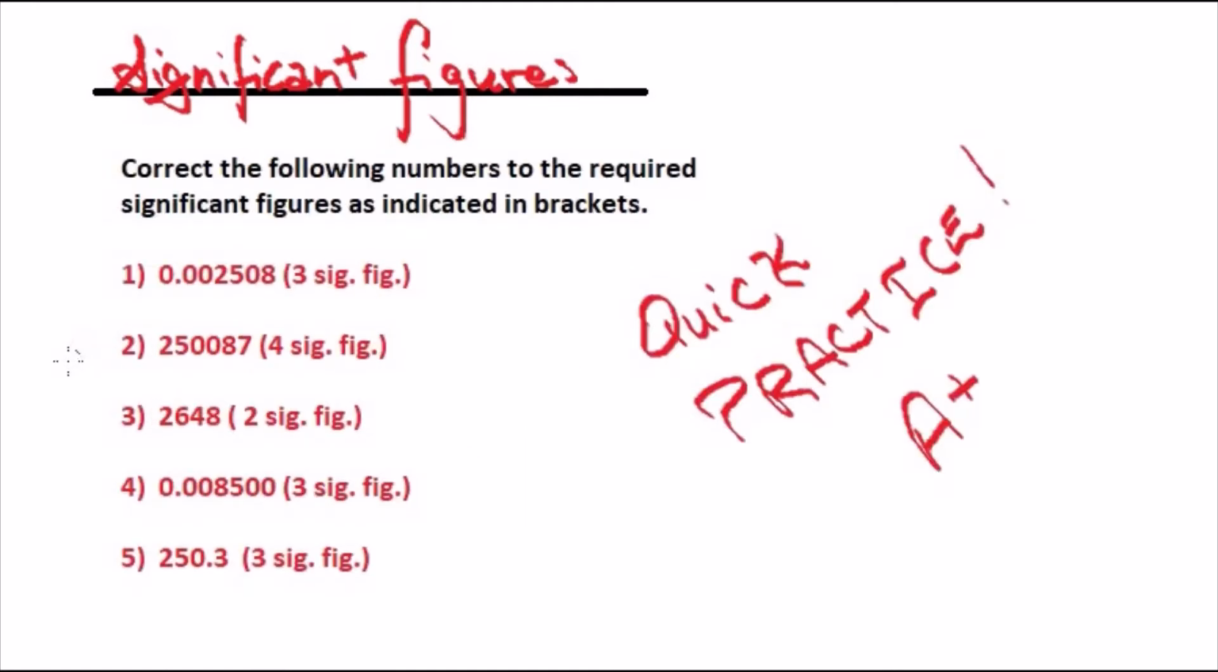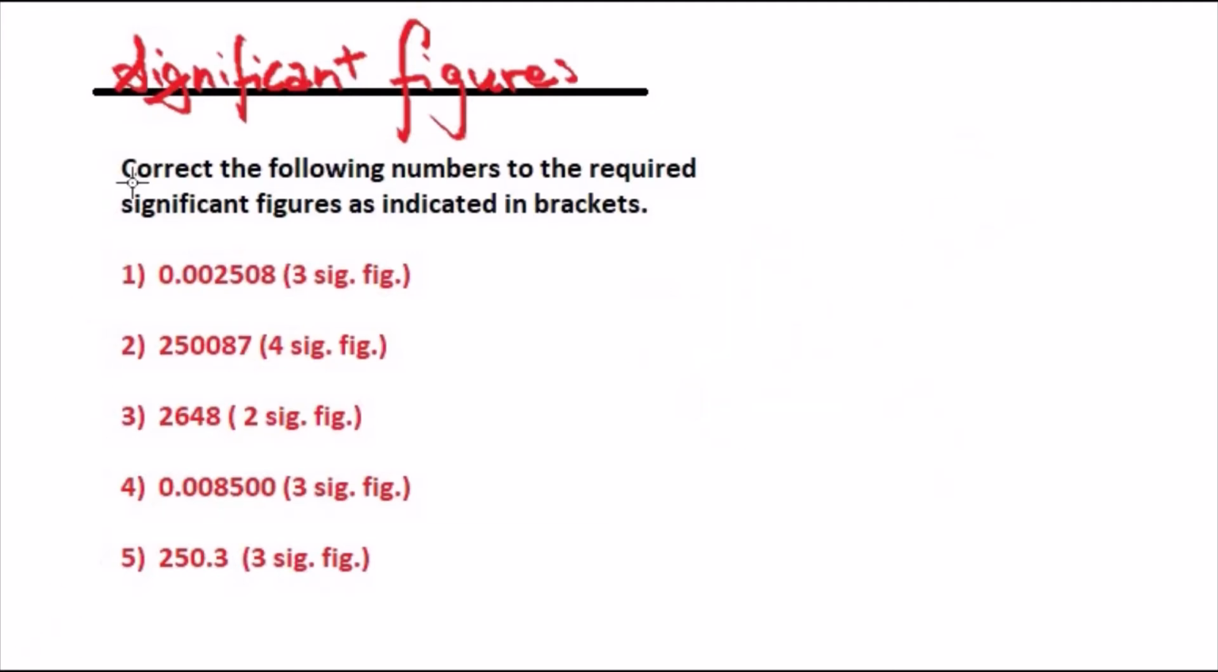Now let us review the concepts by working out these 5 questions. It reads, correct the following numbers to the required significant figures as indicated in brackets. The 3 zeros at the beginning, these are placeholders. They are leading zeros. They are not significant. First non-zero digit is the first significant figure. So we count 1, 2, 3. This 0 appears in between 2 significant figures, or non-zero digits, so it is significant. And so we start from the 2 up to the 0. So these are our 3 significant figures.